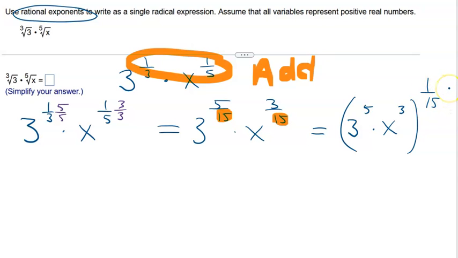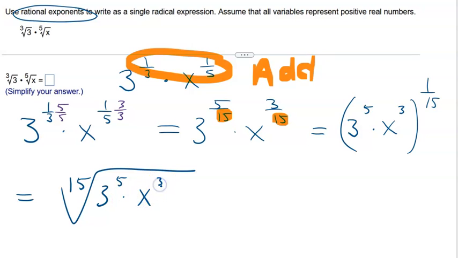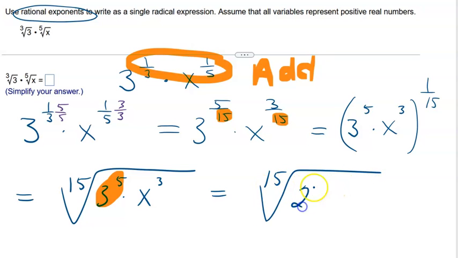Remember, that would be the 15th root. So this is equivalent to the 15th root of 3 to the 5th times x to the 3rd. Now we have achieved our mission of writing these radicals as a single radical, okay? There's one more thing we can do though. This 3 to the 5th right here, we can simplify that. And your homework does want you to do that. So this is going to be the 15th root of 243, because that is what 3 to the 5th is, times x to the 3rd. Now this is the final answer.